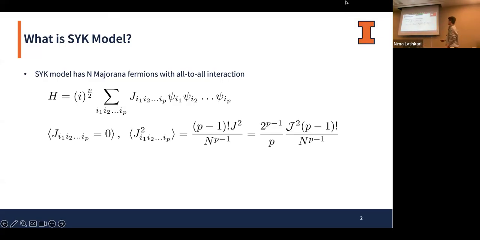Let's first explain what the SYK model is. The SYK model is a strongly interacting model with n flavors of Majorana fermions with this form of all-to-all interaction. These J's are not fixed numbers. They are random numbers drawn from a Gaussian ensemble with this kind of distribution. Here I just chose some normalization scheme, and it won't be of much importance in the following, so I won't elaborate much on this.